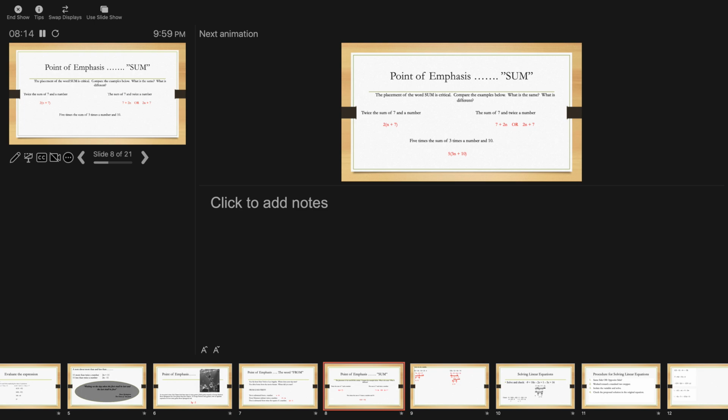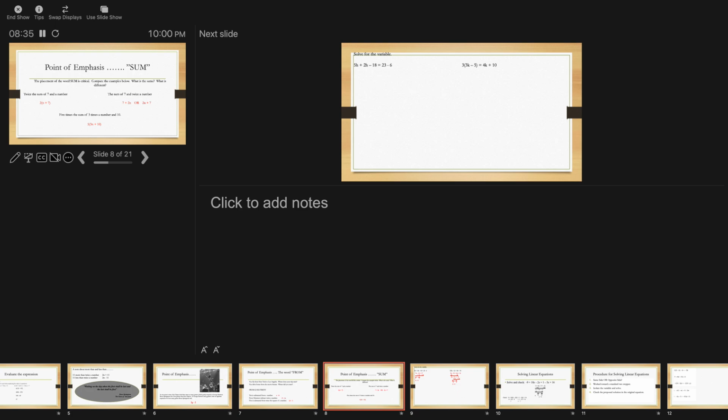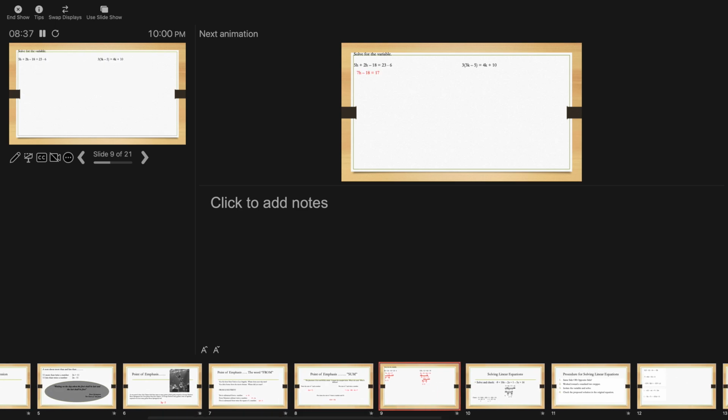Last, 5 times the sum of 3 times the number and 10. So it's 5 times the sum. Sum of what? The sum of 3 times the number and 10. Go ahead. Okay. So it's 5 parentheses because it's 5 times the sum. And then parentheses 3n plus 10.